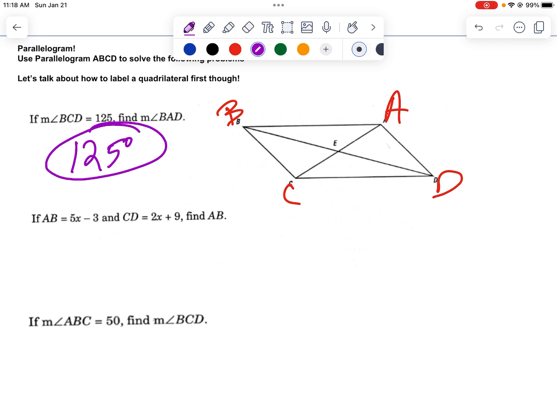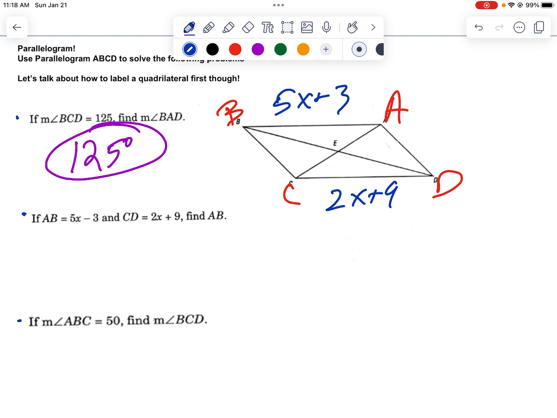Just so you know, every single part here is a separate problem. So if BCD is 125 for this part, it's not going to be 125 for the next part unless it says so. Okay. Next, let's look at AB. AB is 5x minus 3, and CD is 2x plus 3. Okay. Those are opposite sides. Looking at our packet, what do we know about both pairs of opposite sides in a parallelogram?